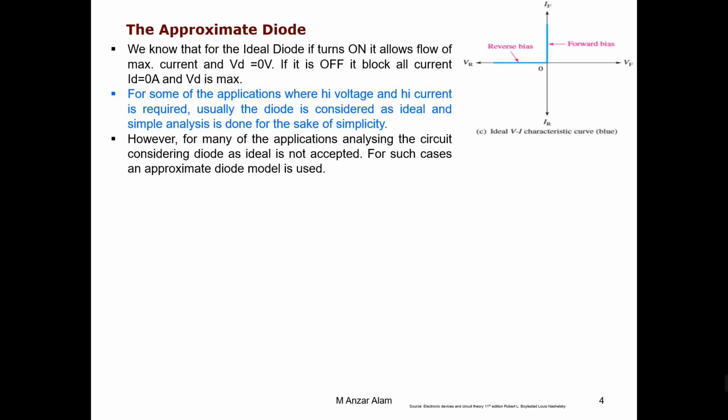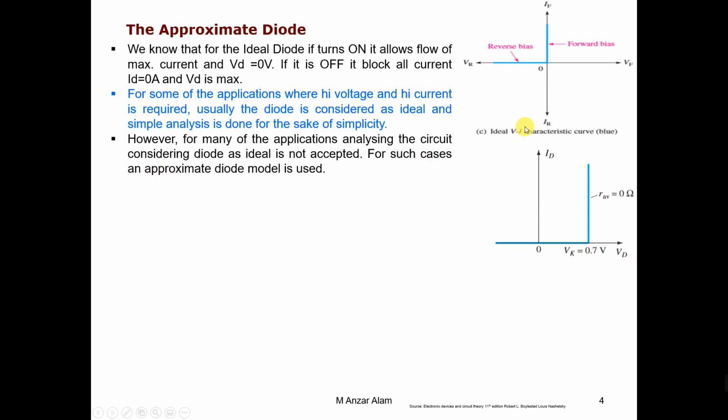This 0.7 cannot be a negligible value. So for the cases where low voltage or low current is analyzed, for example small signal analysis in signal processing, we cannot use this ideal diode. However, for many of the applications analyzing the circuit, considering the diode as an ideal diode is not accepted. For such cases, an approximate diode model is used.